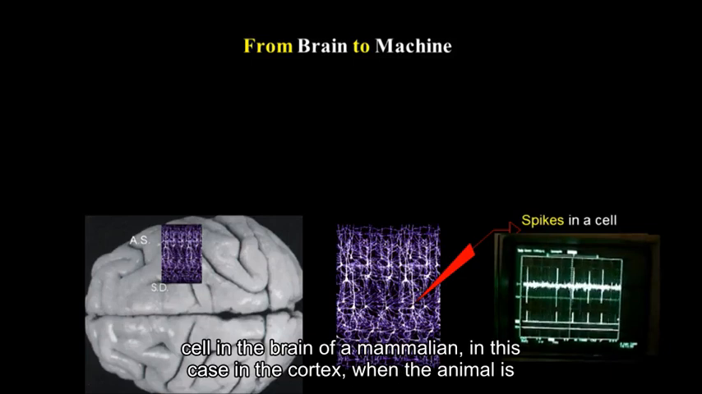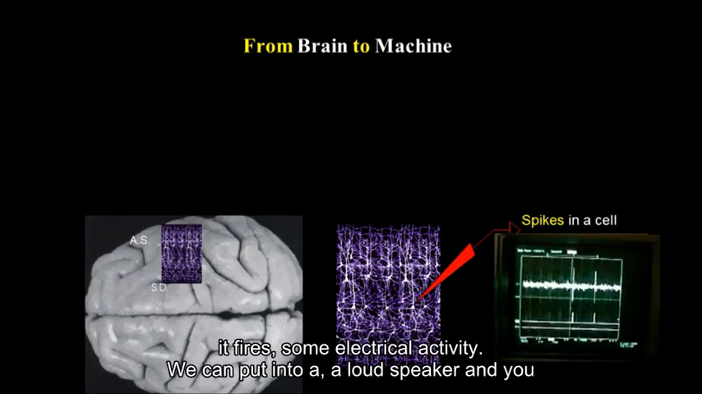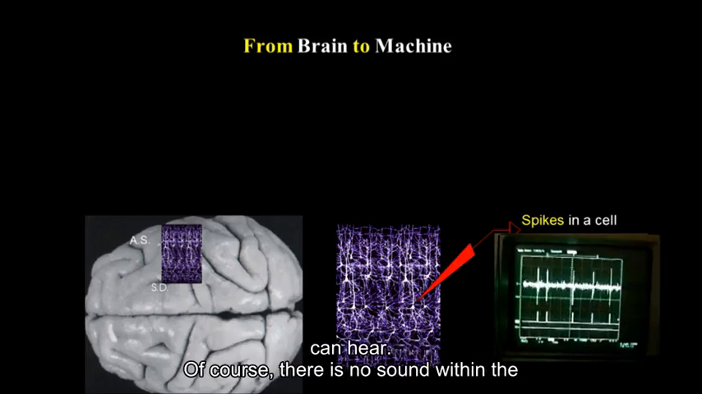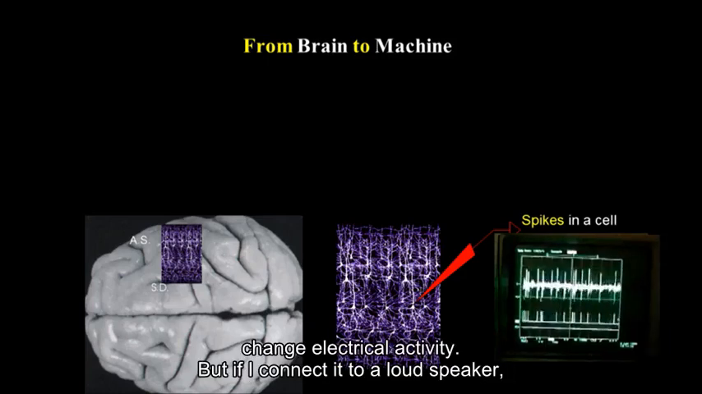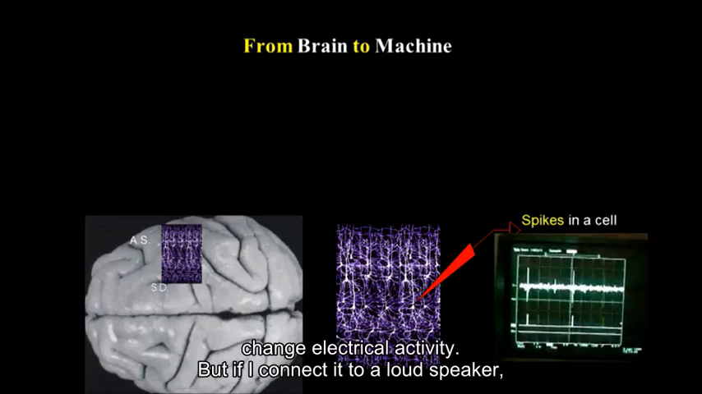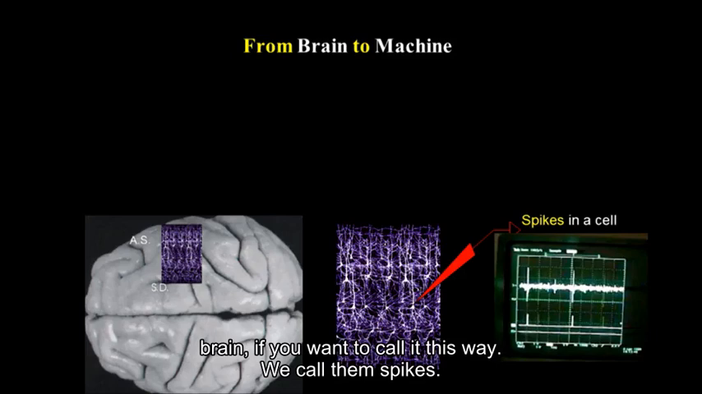So this is the electrical activity of one cell in the brain of a mammal, in this case in the cortex, when the animal is doing something. So you see that the brain cell fires, we call it fires, some electrical activity. We can put it into a loudspeaker and you can hear. Of course, there is no sound within the brain. These signals do not make sound, they just change in electrical activity. But if I connected it to a loudspeaker, you would hear what you heard, ta ta ta ta ta ta ta. This is, so to speak, the barcode of the brain, if you want to call it this way.